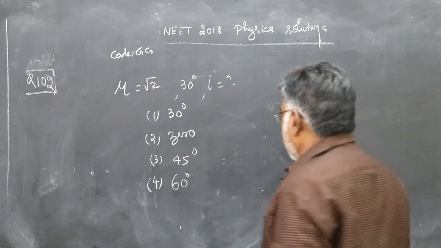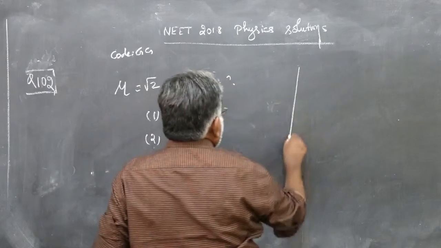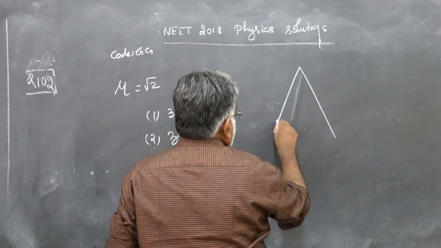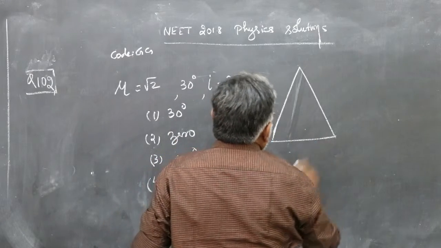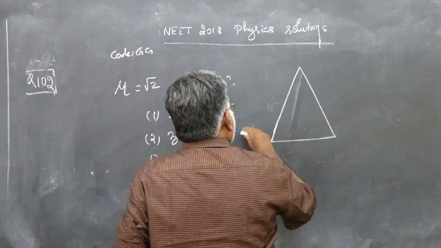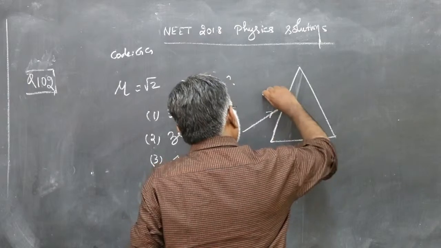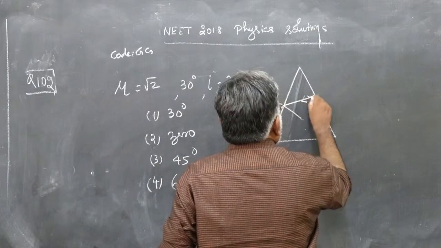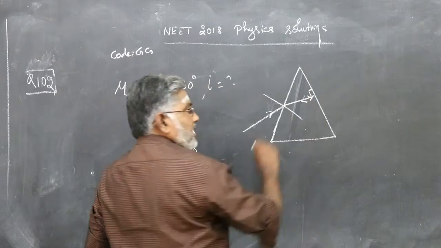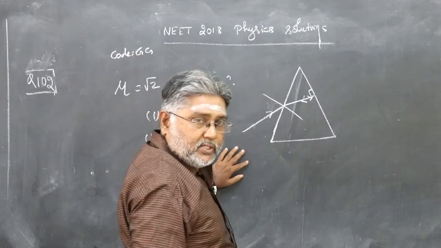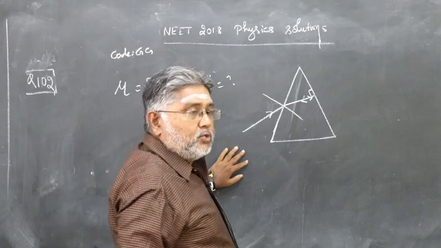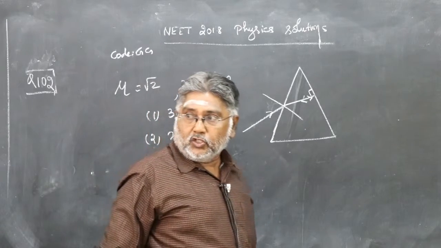So, a prism of angle 30 degree. A ray is incident normally and it retraces the path. That means a ray will retrace a path from a reflecting surface when it is incident normally, because angle of incidence would be 0, so angle of reflection should also be 0.